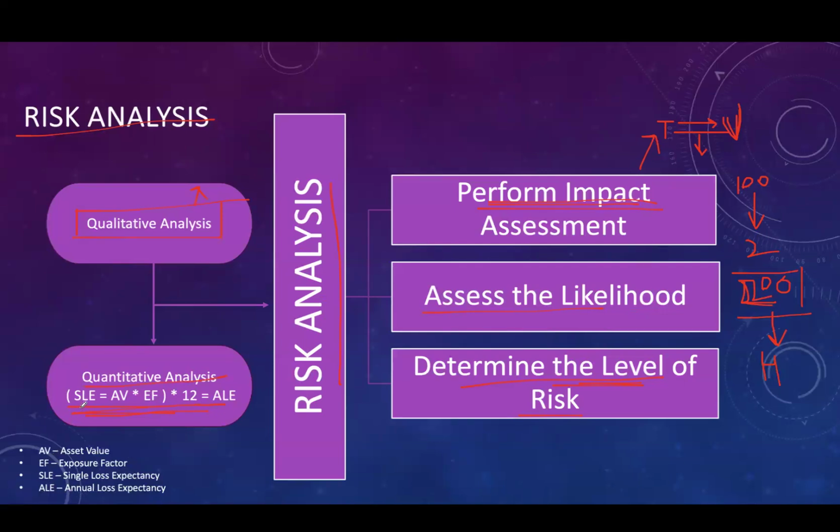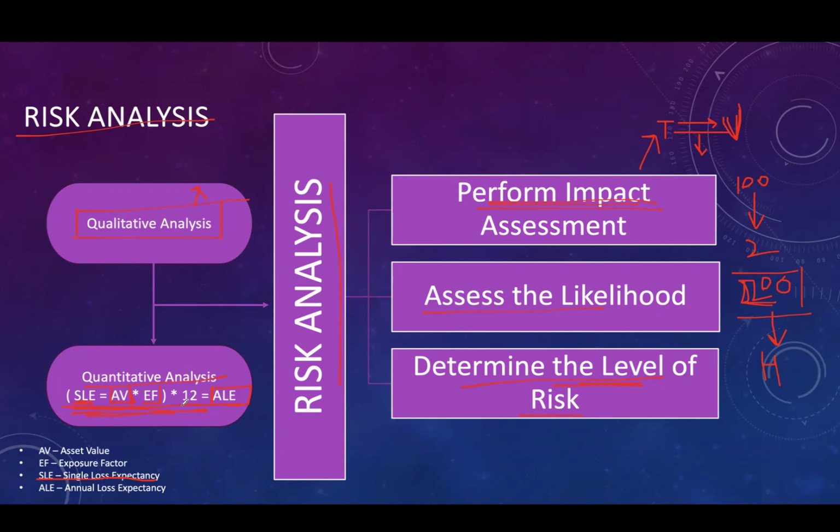So as I said, this is the formula to measure the ALE, which is annual loss expectancy. SLE is single loss expectancy, and we need to understand our asset value and then exposure factor. Once we have our asset value and exposure factor, meaning if it occurs, what is the exposure, what is the loss we'll have, then we'll get our single loss expectancy. And then if we multiply it with 12, we'll get our annual loss expectancy. So this is how quantitative analysis is done.